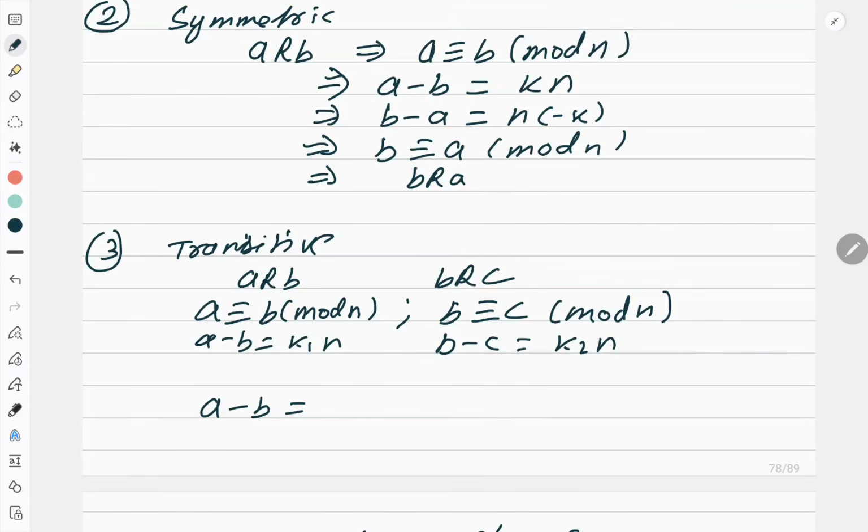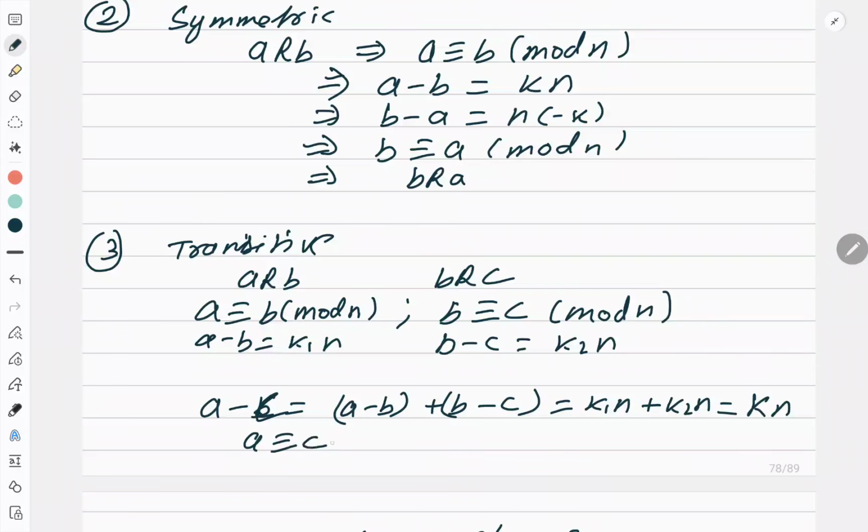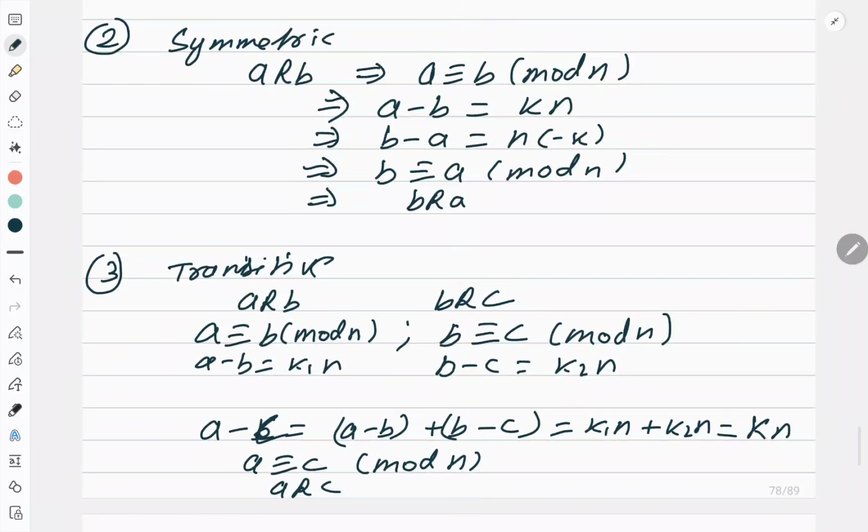So a minus c can be written as a minus b plus b minus c, which is equal to k1n plus k2n, which is equal to Kn, where k1 plus k2 is capital K. So a congruent c mod n. So a is R related to c. So transitive. Given a is R related to b and b is R related to c, I got a is R related to c. So it is transitive also. So this is all about the equivalence relation and properties of relation, and this is how usually they ask the question: we show that the given relation is an equivalence relation.